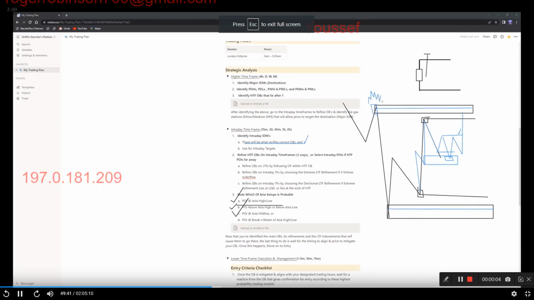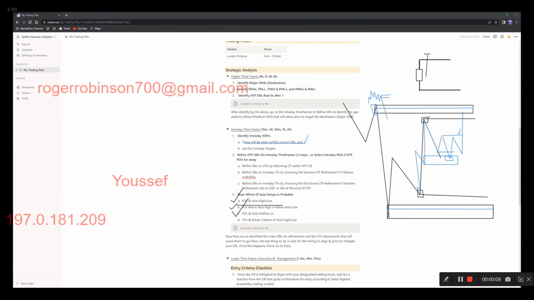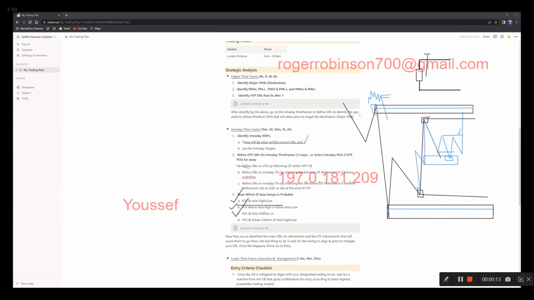Where's the order flow, right? It could be just right here, and then that could be your refinement. If it's not this way, the next way is to refine order blocks in 30 timeframes by choosing the extreme refinement if it does follow order flow. So you're going to refine choosing order flow, or just choose the extreme of your order block that mitigates something to the left. And that's your second way.